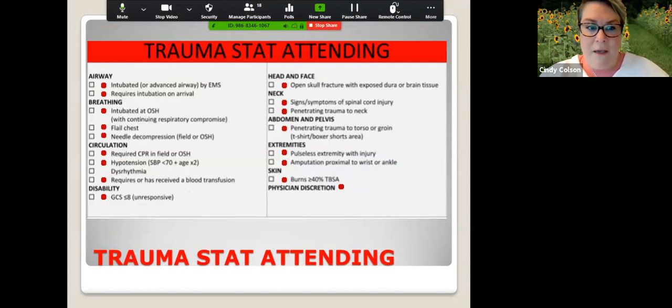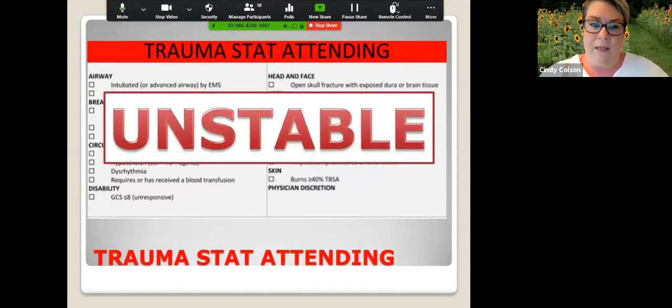As you notice on here, all of these criteria are recommended by the American College of Surgeons. And again, these are our unstable kids. If you're going to need the PICU, a surgeon, or a surgical procedure, these are our trauma stat attendings.